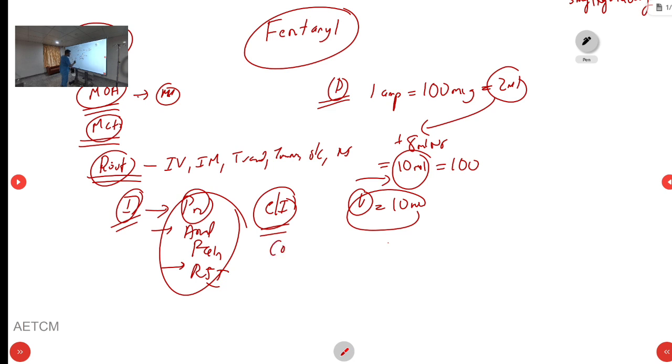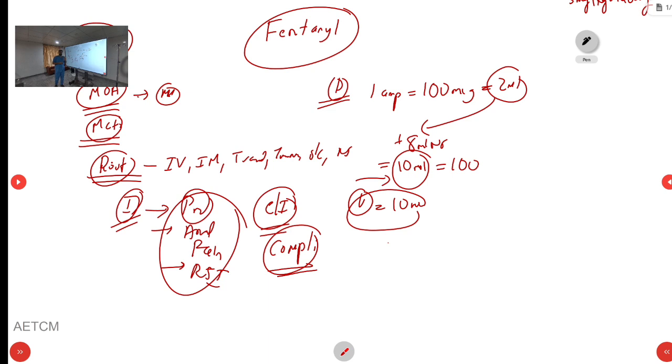Now we come to the complications of the drug. So, coming to the complications, in the respiratory system, it can cause hypoventilation, and in the CVS, it can decrease the BP and the heart rate, and in the CNS, it can cause mild sedative effects, and in the skin it can also cause rashes.